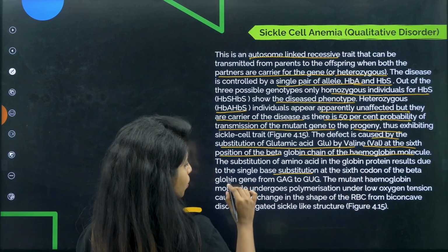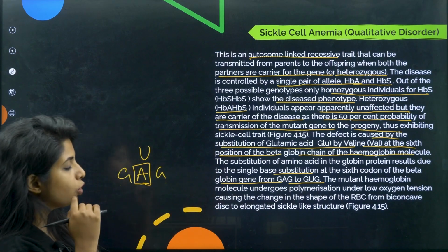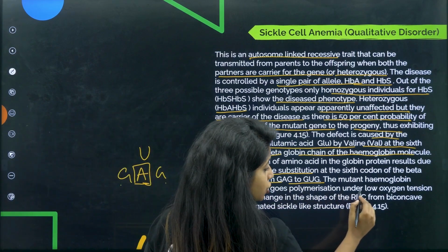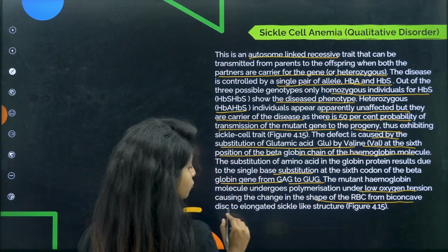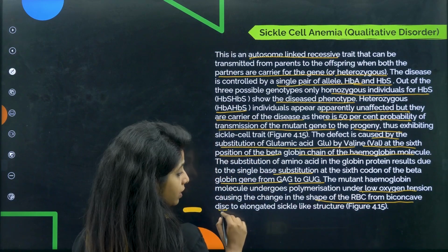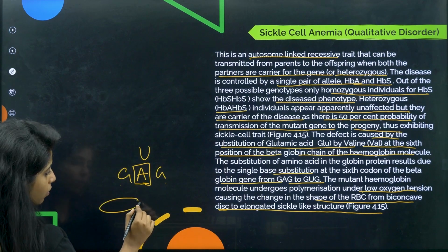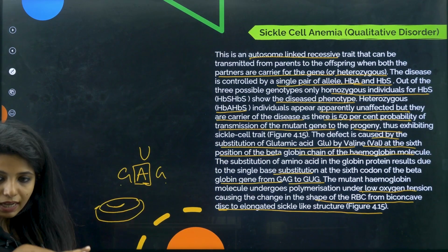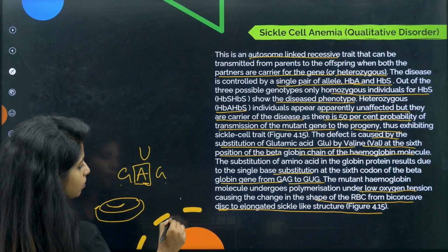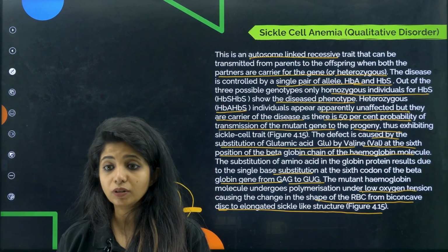Now, at the 6th codon of the beta globin gene from GAG to GUG, the mutant hemoglobin molecule undergoes polymerization under low oxygen tension, causing the change in the shape of RBC from biconcave disc to elongated sickle-like structure. So, usually it was like a biconcave disc, as in it looked like this with a depth. Okay, it was like this, but now it has become like this. Okay, that is about sickle cell anemia.